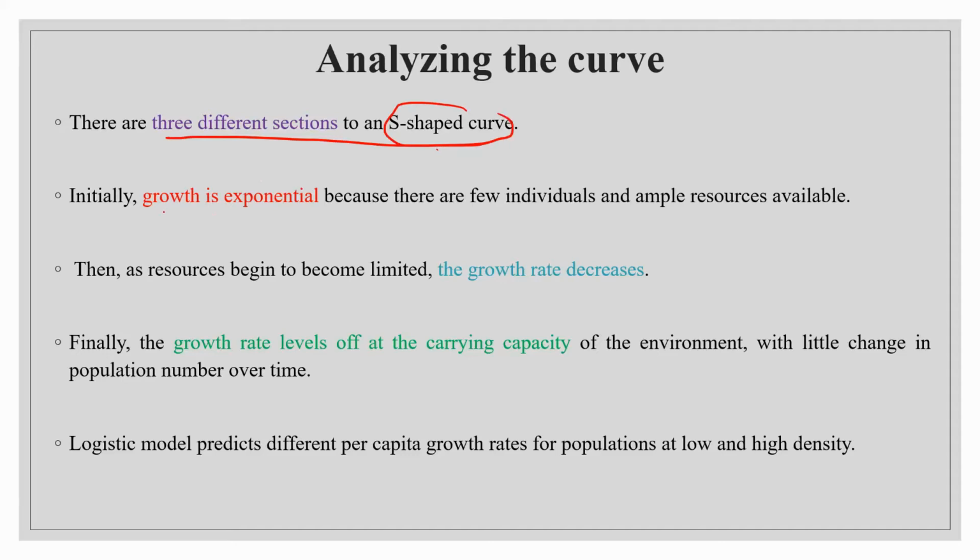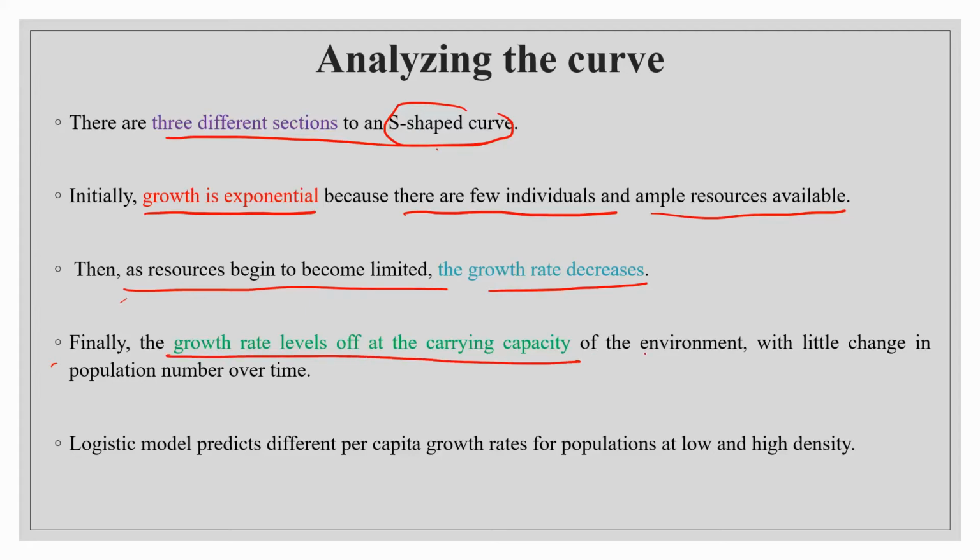So initially the growth is exponential because there are very few individuals and ample resources are available for them, and as the resources become limited, the growth rate decreases. And finally, what is the third section? The growth rate levels off at the carrying capacity of the environment.